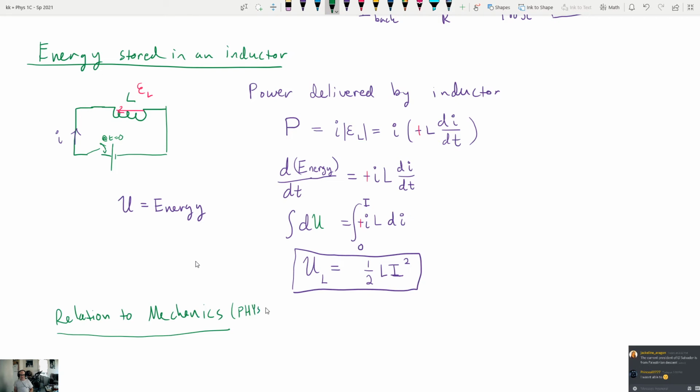Wait, quick question. In the integral, is that capital I just like the maximum current that you could reach? Yeah. I is going to be equal to max current. Yep. All right, thanks. No problem.